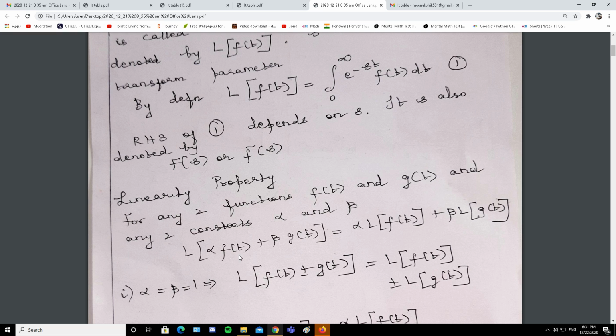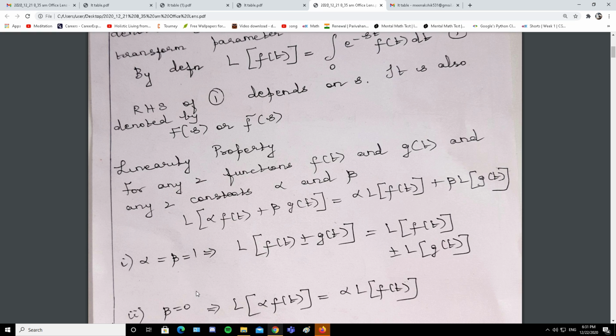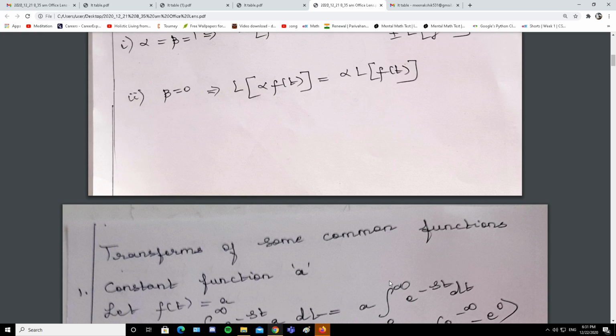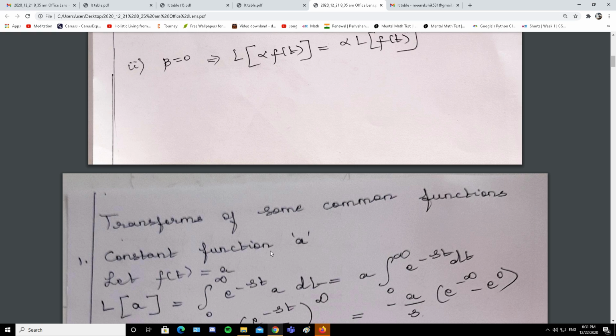Now in particular, if alpha and beta are ones, then Laplace of f of t plus or minus g of t is the same as Laplace of f of t plus or minus Laplace of g of t. And if beta is 0, then Laplace of alpha f of t is the same as alpha times Laplace of f of t. Now we have the transform of some standard functions.